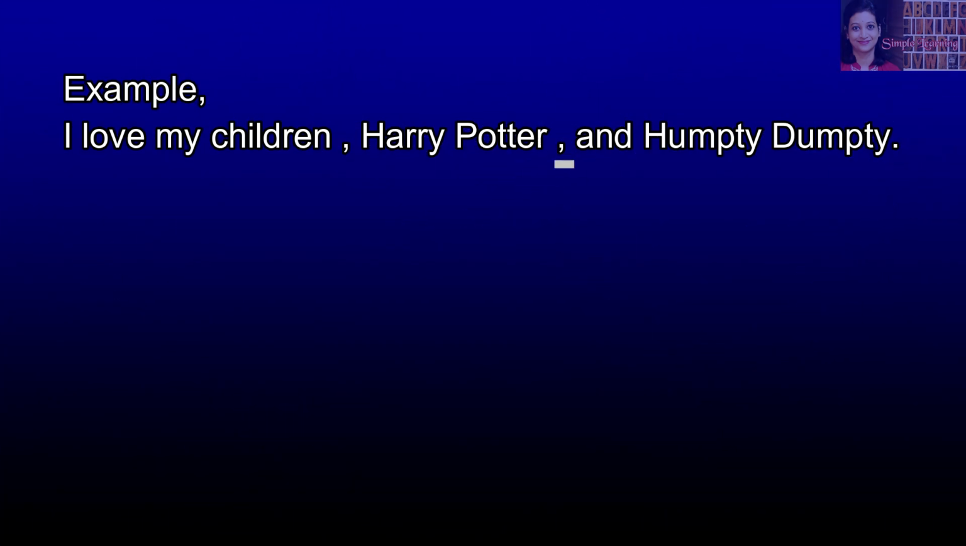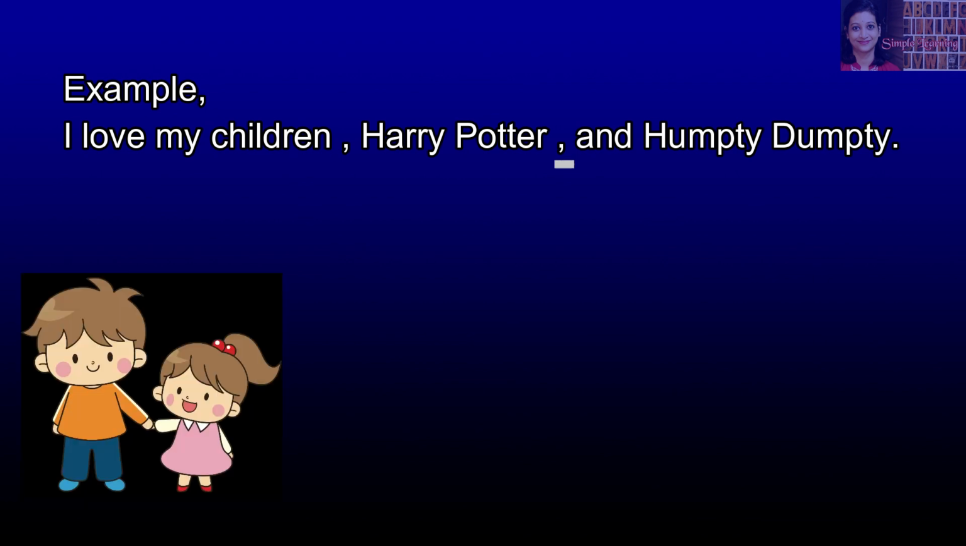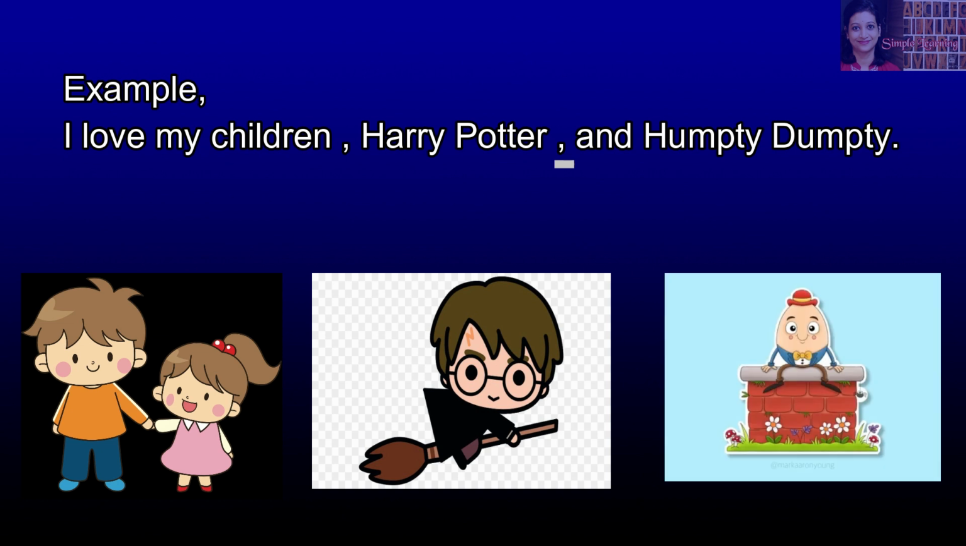So, to clear up any confusion and ambiguity, I am going to use the Oxford comma because it makes it clear that I am talking about my children and Harry Potter and Humpty Dumpty, three separate groups. So, the correct way to punctuate this sentence is: I love my children, comma, Harry Potter, comma, and Humpty Dumpty. Therefore, you see that in such cases, the Oxford comma is very important to make the sense clear.